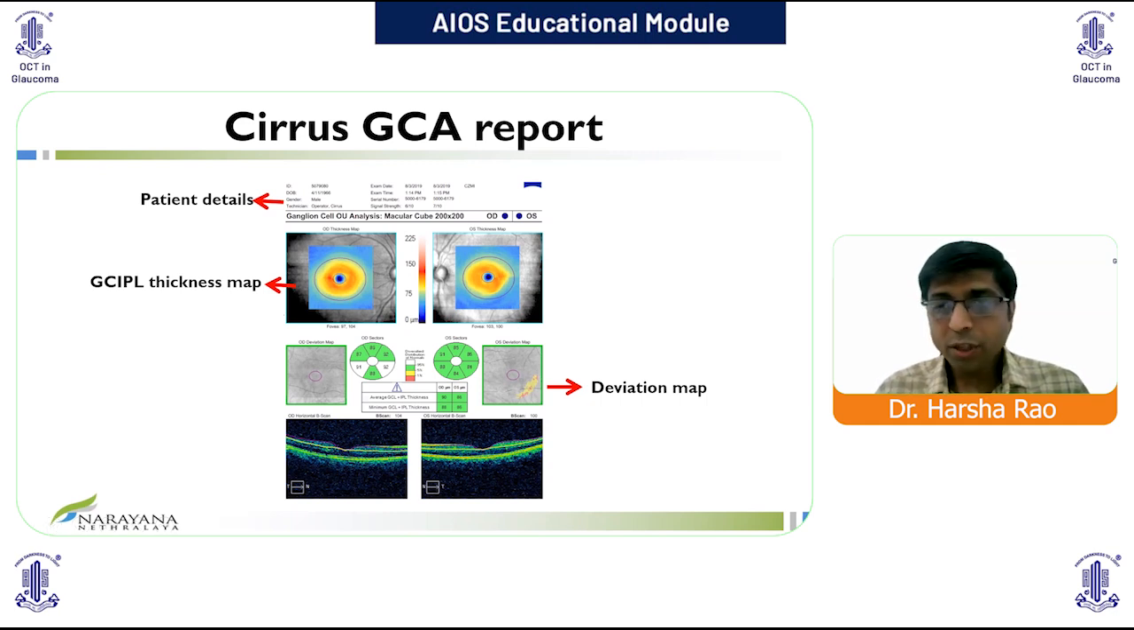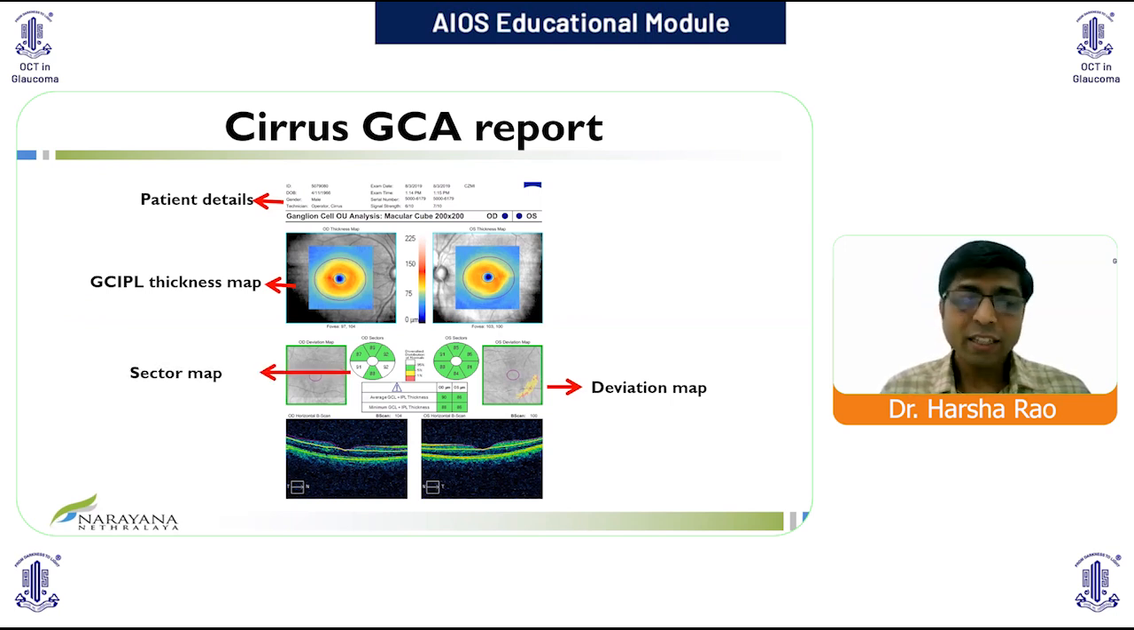Deviation map, once again similar to the RNFL deviation map, where the GCIPL thickness in the superpixels of the patient is compared against the age-matched reference database and color-coded to represent how similar or how different it is compared to the age-matched reference database. The sector map: the GCIPL thickness of the scan is divided into 6 sectors, and the GCIPL thickness in these smaller 6 sectors is represented in the sector map.